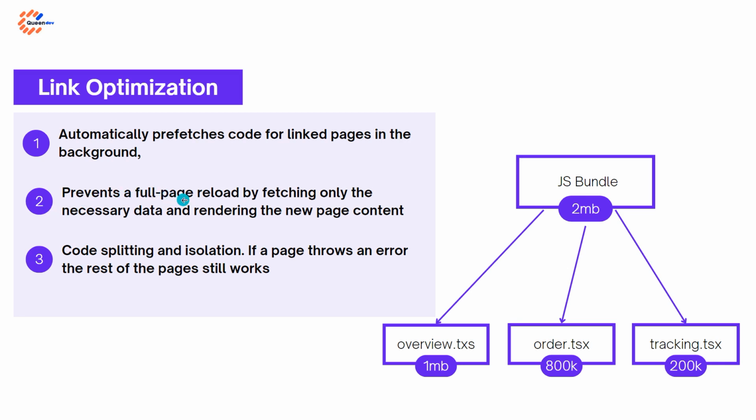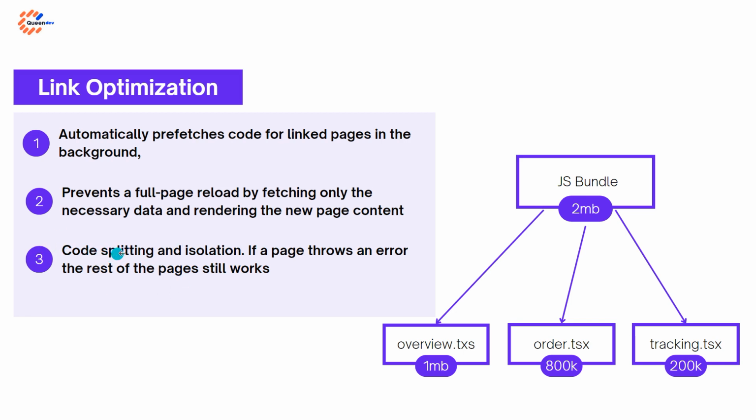It prevents a full page reload by fetching only the necessary data and rendering the new page content. As I told you before, the a tag is going to perform a full page reload, but with the next link, we do not have a full page reload. And another most important advantage we have with the next link is that it does code splitting and isolation for us. So what is code splitting?